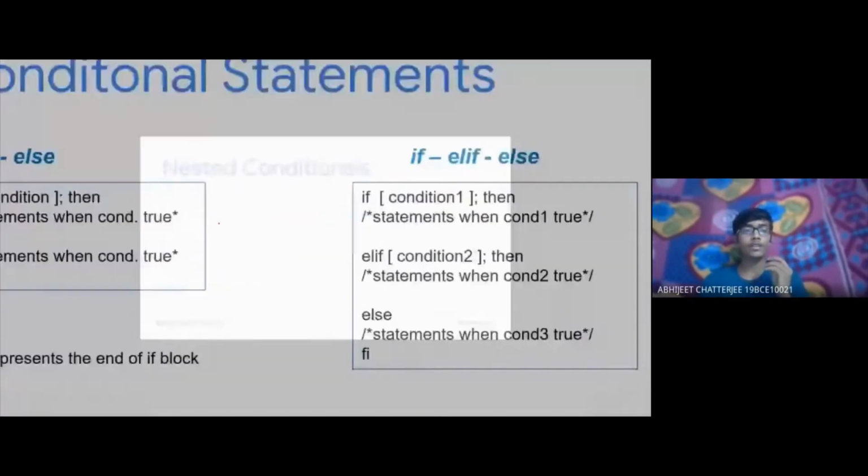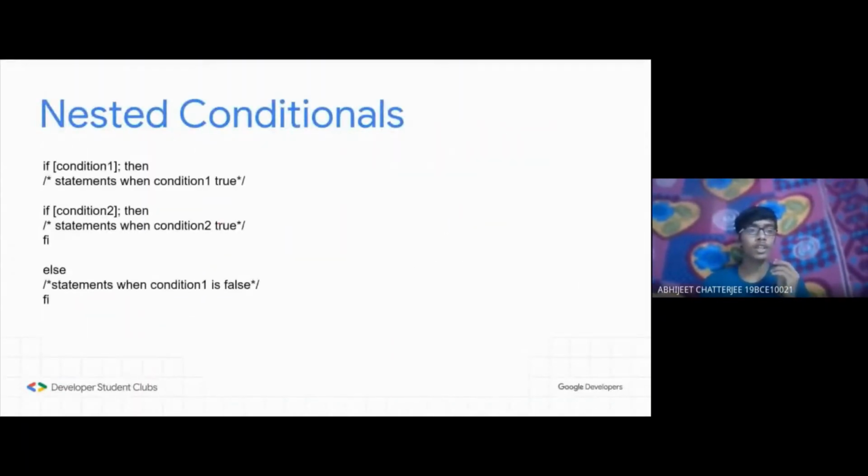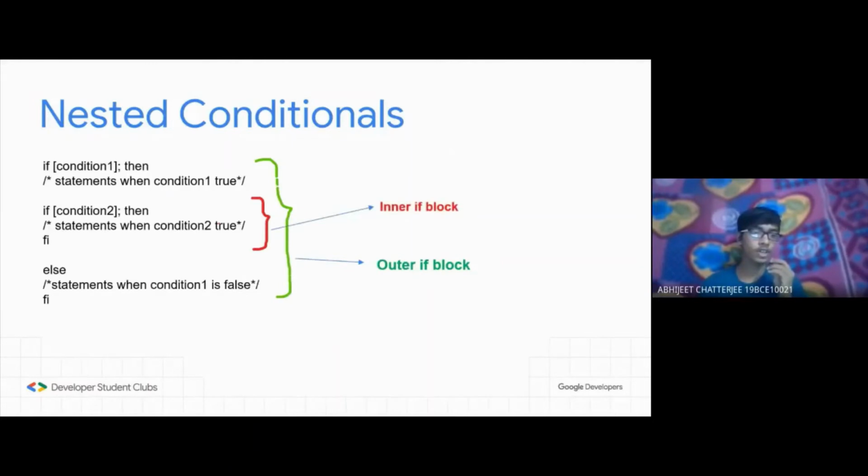Then we have the nested conditional. There we have the first condition, which is executed when it is true, and inside that we have a second condition. How we specify the second condition is that we close the if condition of the inner one using the fi here, and then we have the else one.